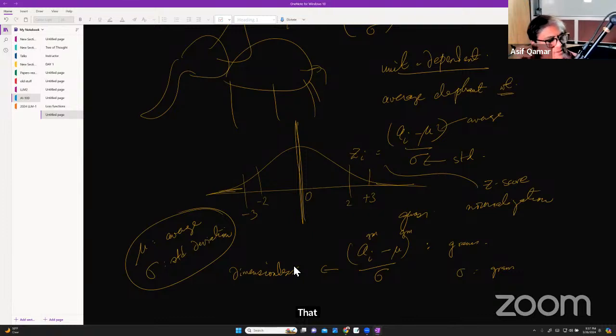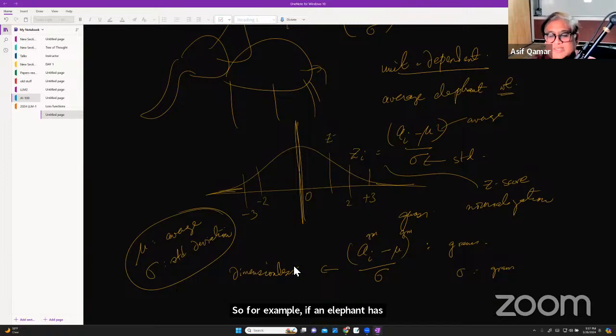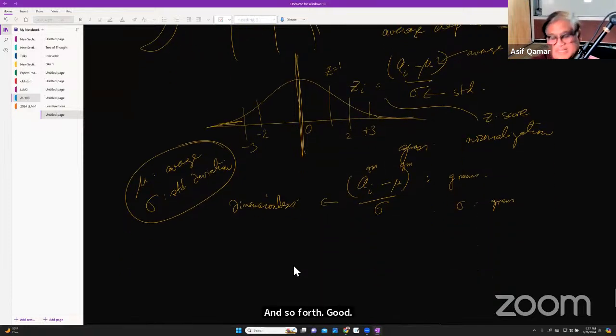That is why it's always good. In a way, this is a more natural unit to look at an elephant, right? So, for example, if an elephant has a Z of 1, what does it mean? It is 1 standard deviation above the average. Does that make sense, guys? Rather heavy. If Z is 2, well, it probably looks like me, quite heavy. Right? And so forth. So that's what a normalization means.